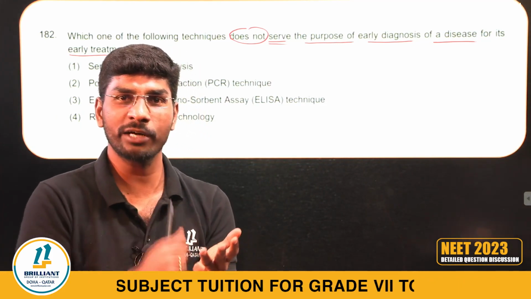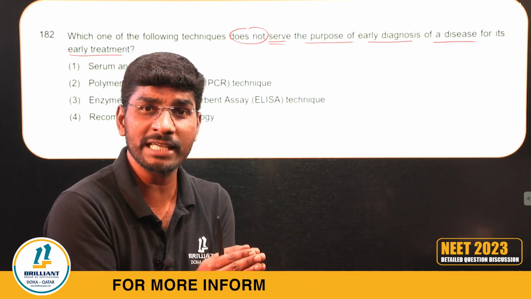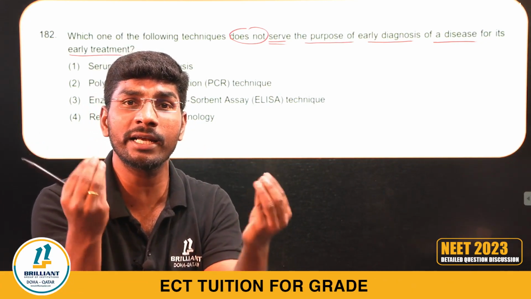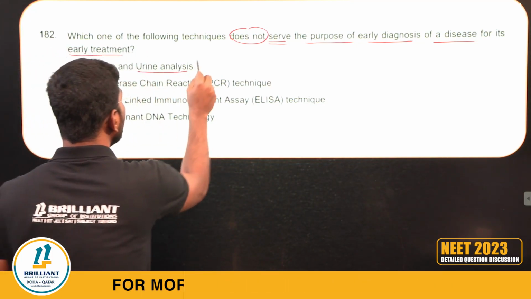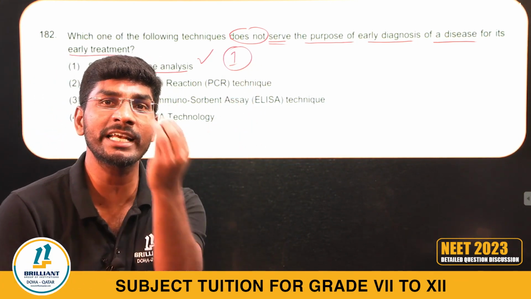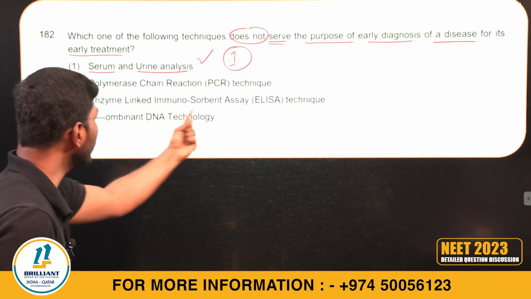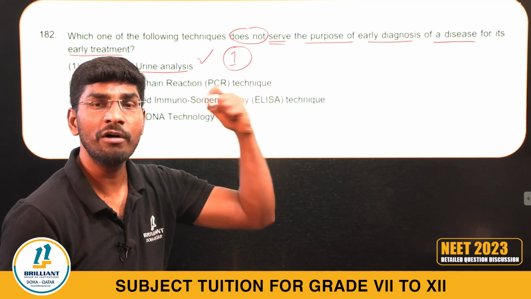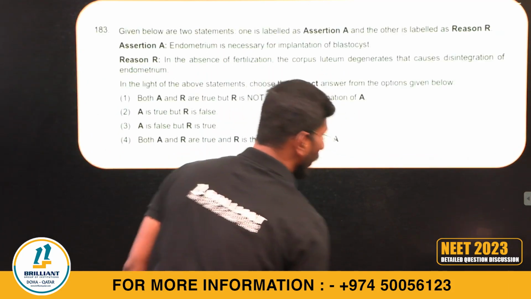What are they? rDNA technology, PCR method, and also ELISA test. Clearly, I mentioned before the NEET examination in the rapid revision classes, with the help of these 3 techniques, we can identify the early detection of diseases. Look there, which one is not, they're asking. Serum and also urine analysis is not going to reveal the early detection of diseases. The rest of the 3 do. Look here: polymerase chain reaction, enzyme linked immunosorbent assay, rDNA technology. So remember all of you, this question is also from biotechnology applications. So we can write option 1 is the right answer.